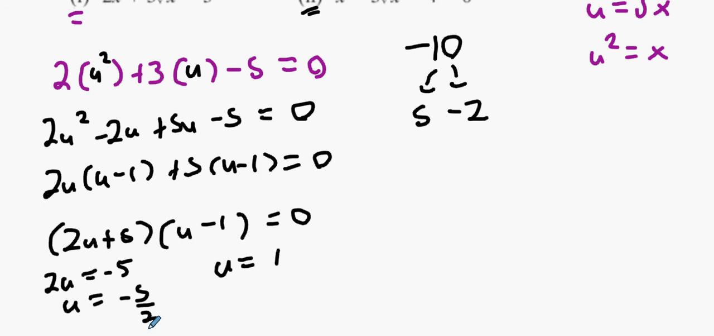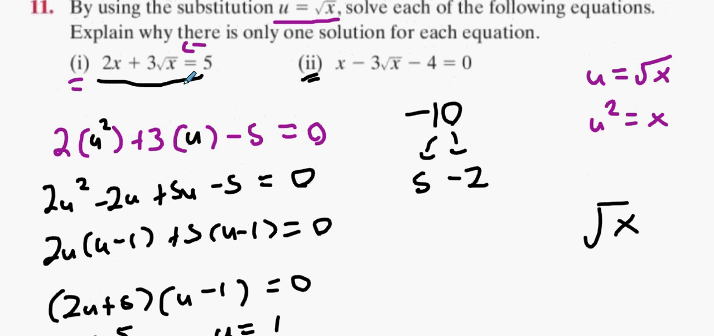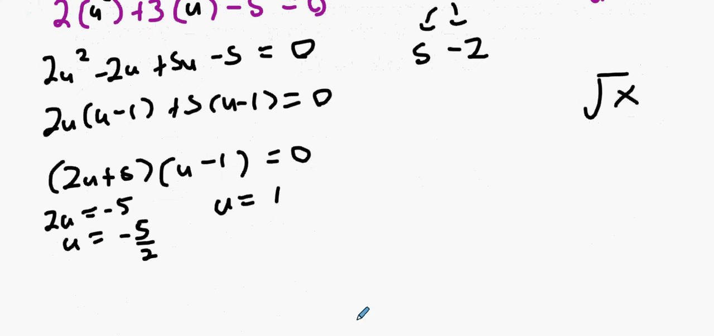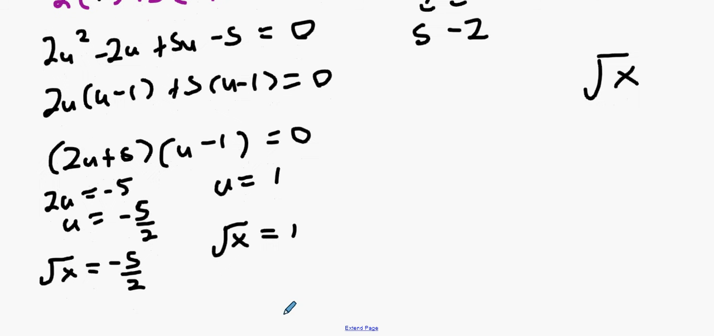Is that the full answer? No. What did you replace x with? You replaced u with root x, didn't you? The equation wasn't a u equation, it was an x equation. So you need to get x answers at the end. So what do I need to put in here? Root x equals 1 and root x equals minus 5 over 2. And what do I do to both sides? Square both sides, and what do you get? I'm going to square both sides here. x equals 1. And what am I going to get when I square both sides here? 25 over 4.